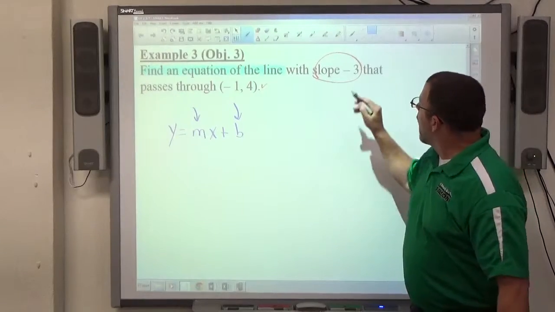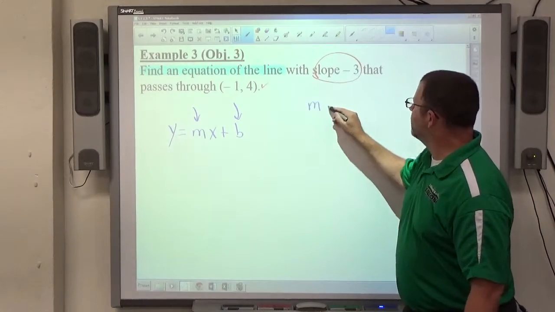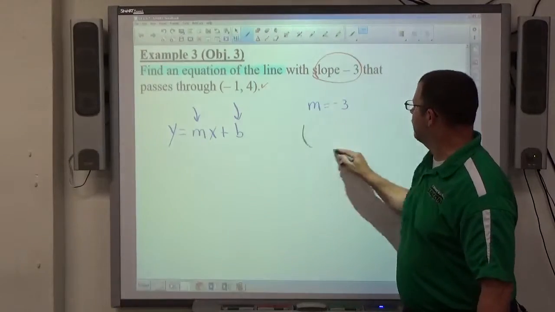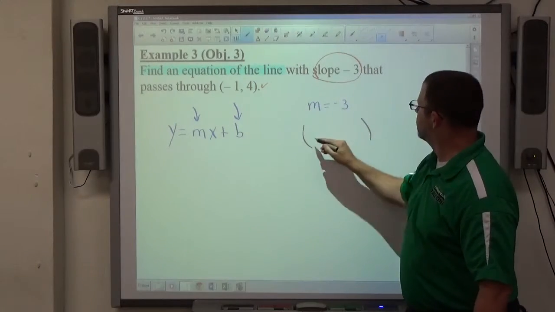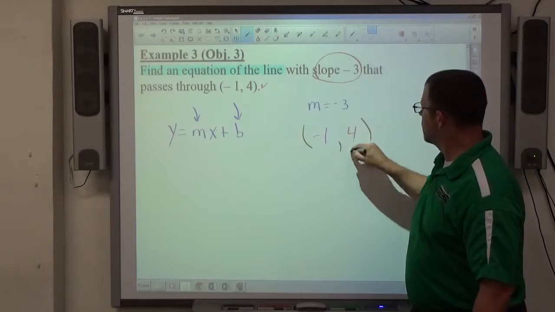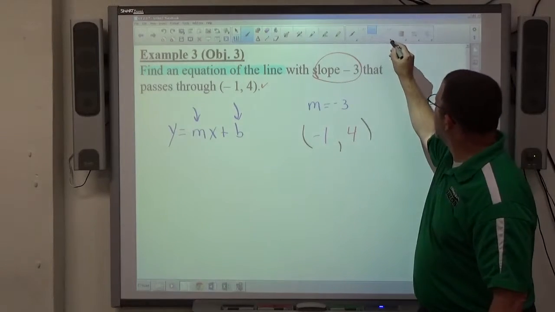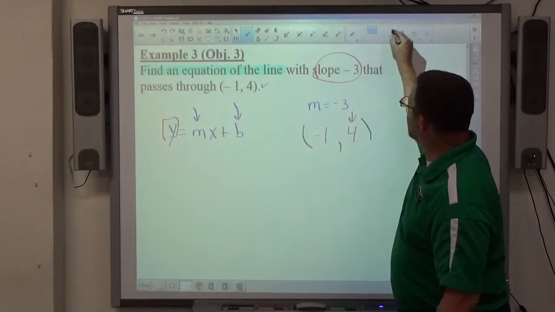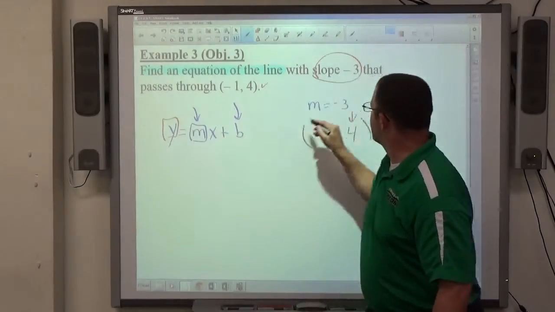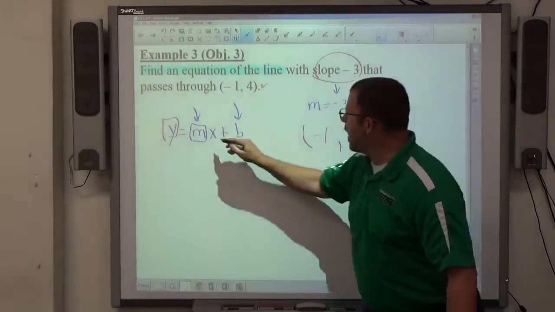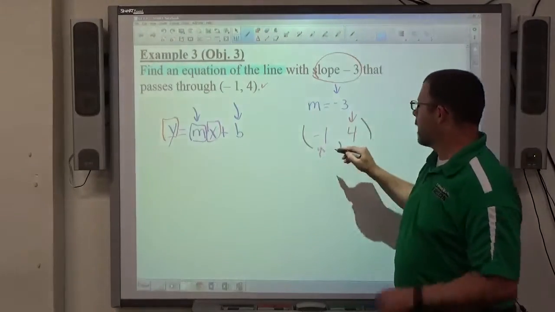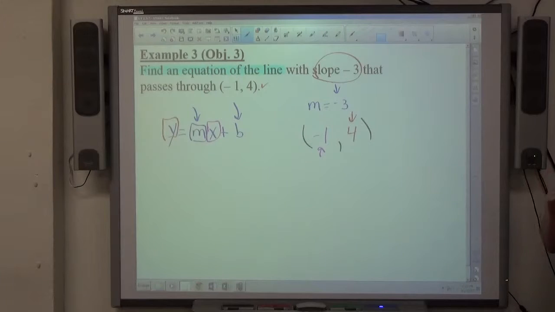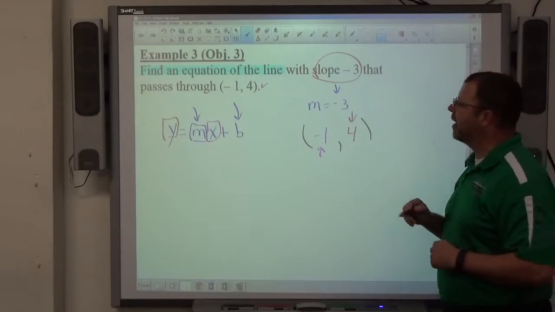So I know my slope is -3. I know my point is (-1, 4). And I know my equation has y, which is this number, equals m, which is this number, times x, which is this number, plus b, which we don't know. So everything I need is to find m and b. We've already been told m, we just have to find b.